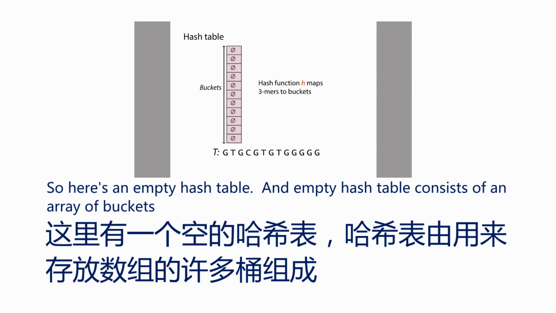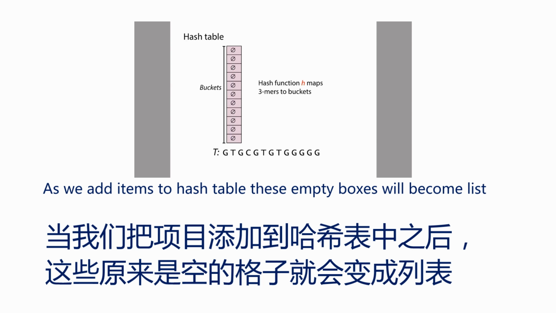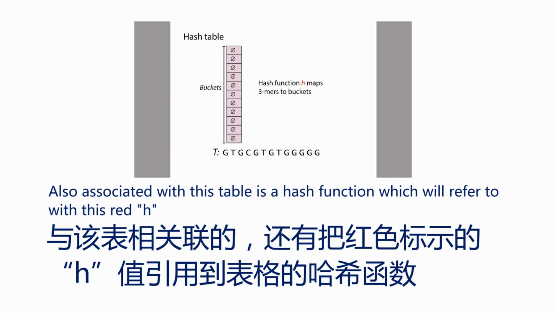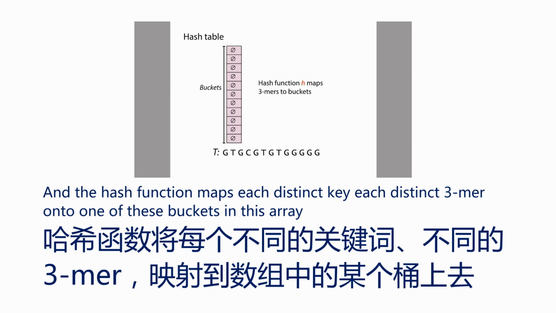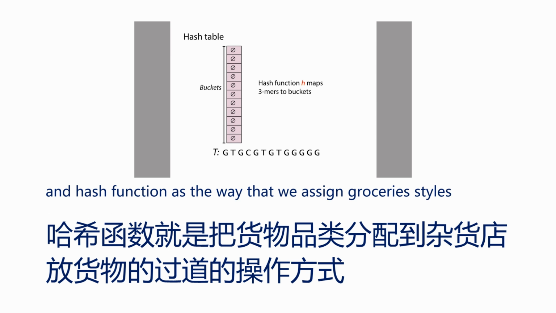So here's an empty hash table. An empty hash table consists of an array of buckets, and the buckets start out as empty boxes. You can think of these as null references or null pointers. As we add items to the hash table, these empty boxes will become lists. Also associated with this table is a hash function, which we'll refer to with this red H. And the hash function maps each distinct key, each distinct threemer, onto one of these buckets in this array. In our grocery store analogy, you can think of the buckets as aisles of a grocery store and the hash function as the way that we assign groceries to aisles.